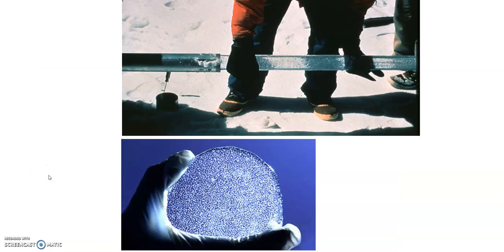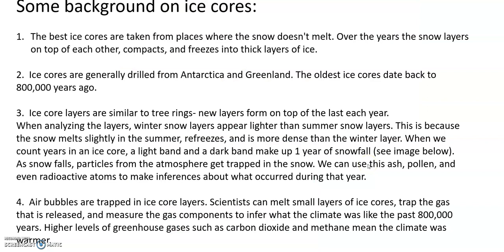All right. This is kind of a really interesting picture of them. You can really see the bubbles in these ice cores that they're collecting. The best ice cores are taken from places where the snow doesn't melt, of course, so it just layers. Ice cores are generally drilled from Antarctica and Greenland. The oldest ice cores date back to 800,000 years ago.